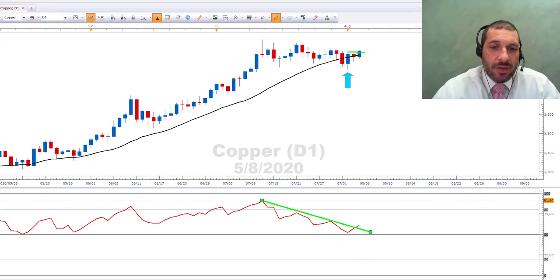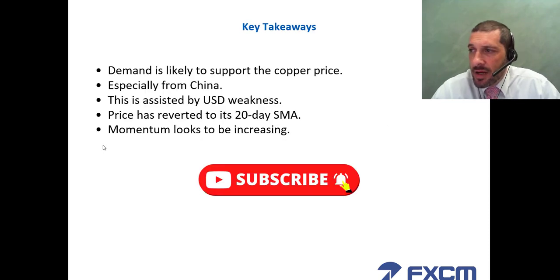Let's just take a look at some key takeaways here. So demand is likely to be supportive for the copper price, especially the demand coming out of China. This is going to be assisted by the US dollar weakness. Prices reverted to its 20-day simple moving average, and of course momentum looks to be increasing, and we can see the RSI is starting to push up there.